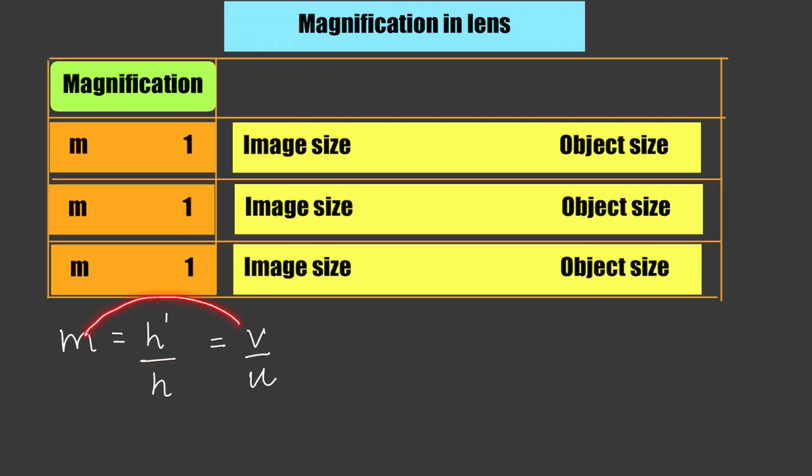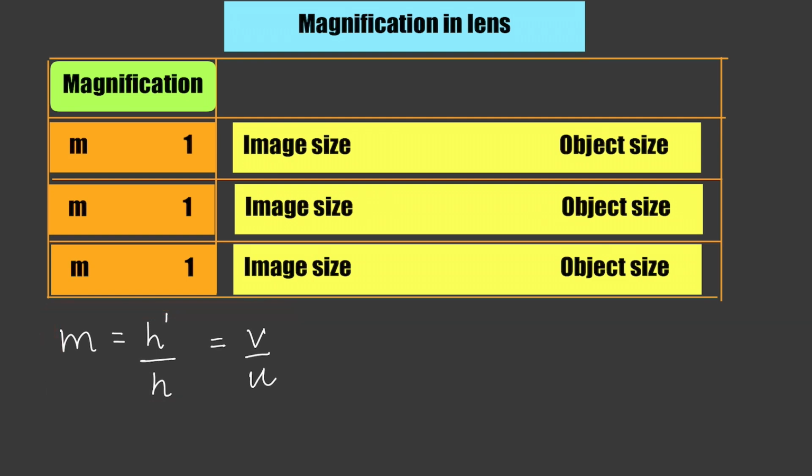In the same way, magnification is also equal to v by u, where v is the distance of the image formed from the center of the lens. It could be concave or convex, both. And u is the distance of the object, both concave and convex. So these are the two formulas which we use to find the magnification in lens.